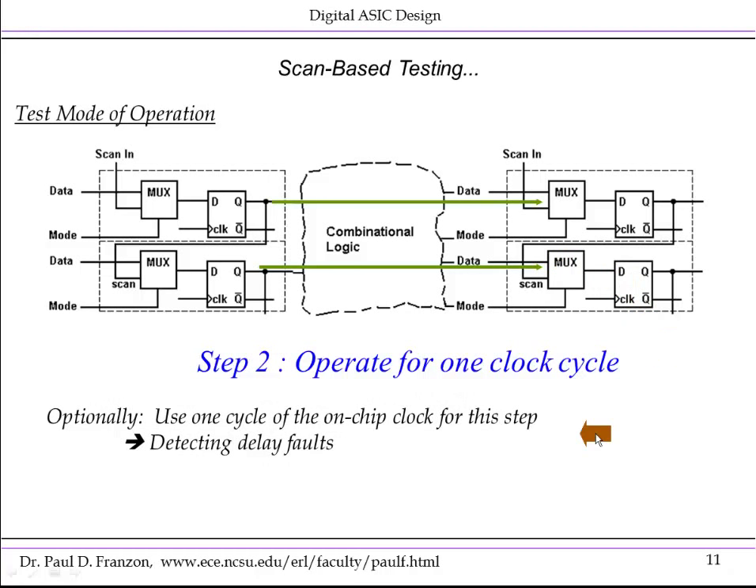Typically this is done at the test speed of the logic tester, but it can also be done using the on-chip clock that's pulsed for one clock. This allows you to detect delay faults, because if there's an incorrect delay in this logic, you'll detect it, because this transfer is happening at the normal clock rate.